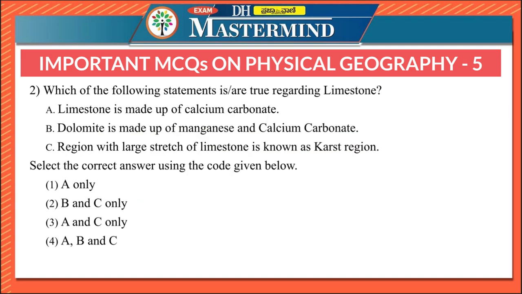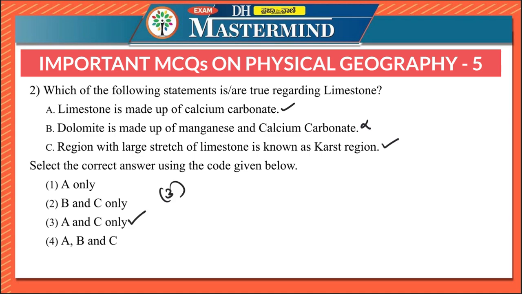Second question says, which of the following statements is or are true regarding limestone? A: Limestone is made up of calcium carbonate. B: Dolomite is made up of manganese and calcium carbonate. C: A region with a large stretch of limestone is known as karst region. Here, statement A is right. Statement B is wrong. Statement C is right. So the right option is option 3, A and C only.